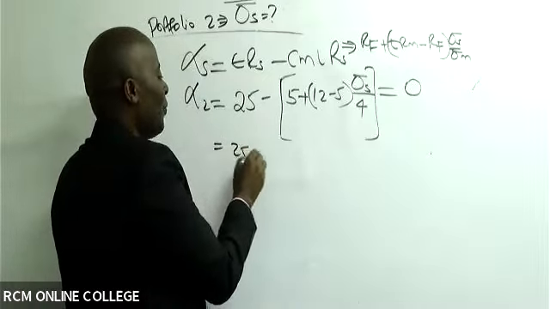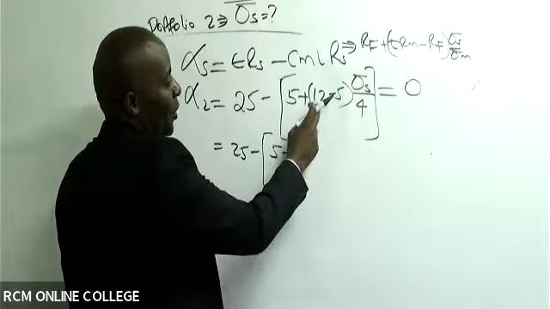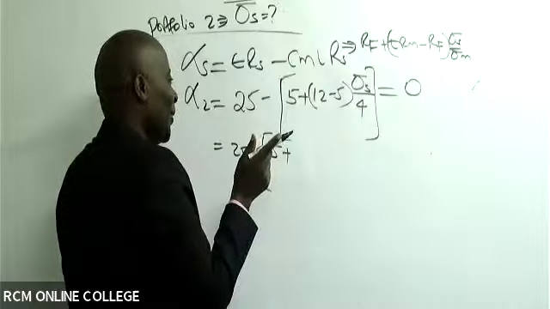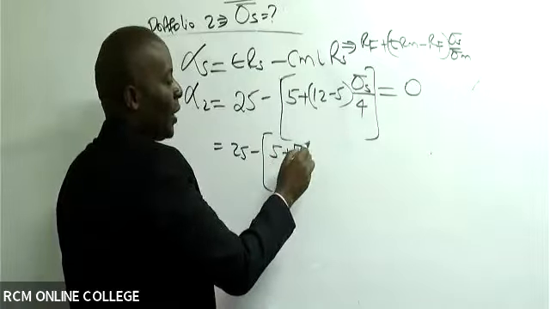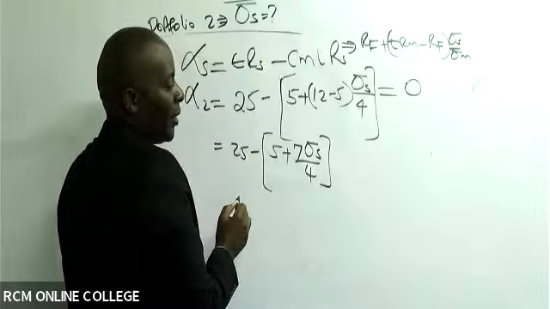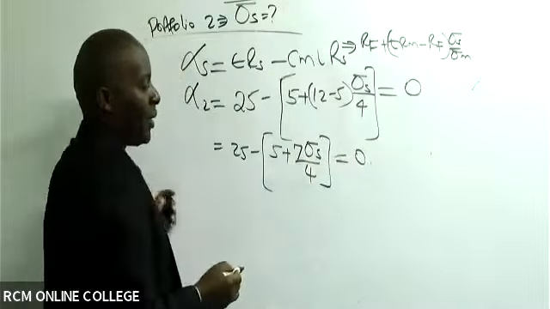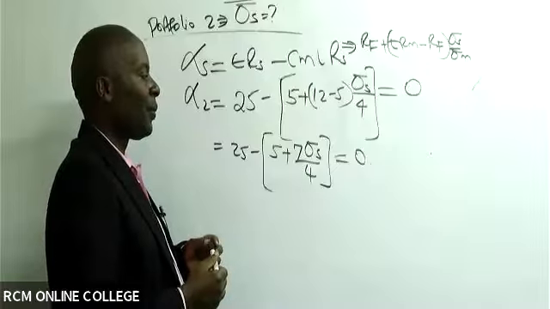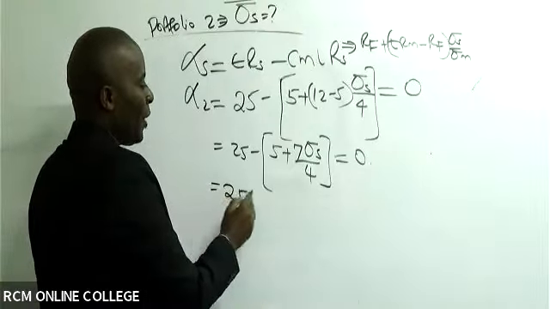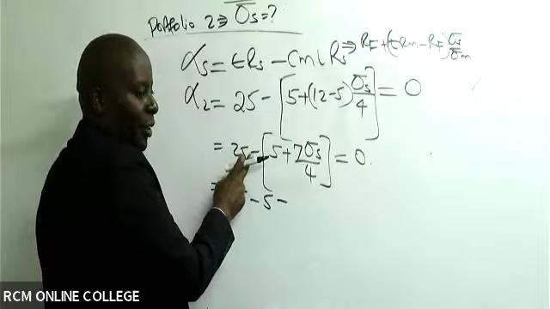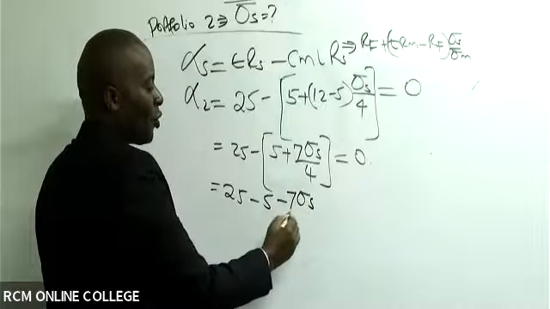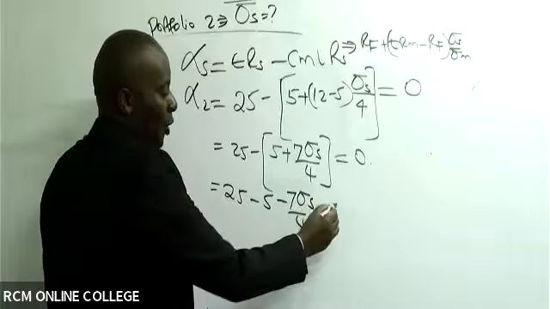So I will come here and say 25, and my brackets remain. 5 plus 12 minus 5. Did you use the calculator? So it is 7, isn't it? So 7, standard deviation of S over 4 equals 0. Can we open the brackets here? When I open the brackets, what will I get? It will be 25 minus 5 minus 7, standard deviation of S over 4 equals 0. You know, this minus is very powerful. In the bracket, this changes to negative, and this will be negative too.